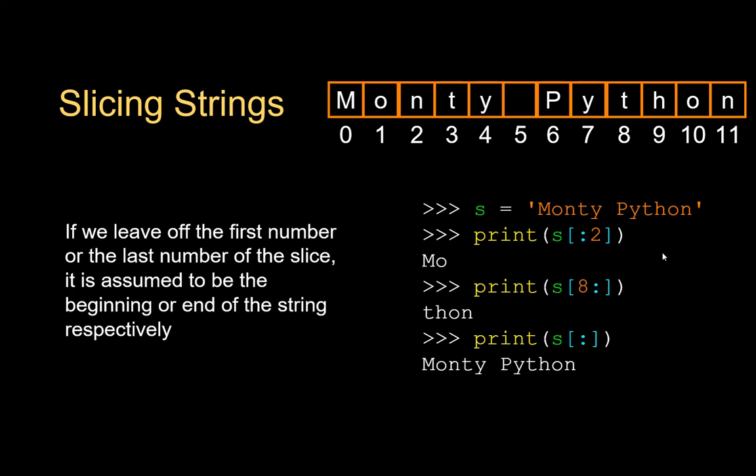Okay, so some more examples, some different examples, let's say. So if we don't have anything at the start, it automatically starts from the beginning. So it's going to be 0, 1, and that's it, because we are not including 2. So 0, 1 is MO. Here it is going to be 8 colon in square bracket, which means to start from 8 to the end of the string. So 8 is here, THON is going to be our output, and here we're just going to have from the beginning to the end of the string. So we're just going to have Monty Python here.